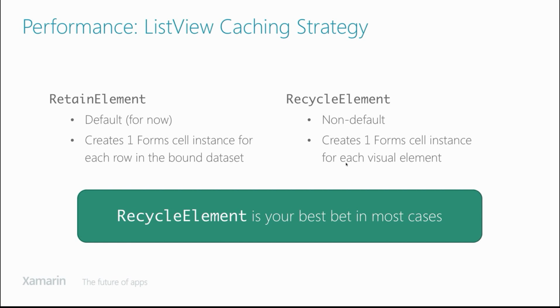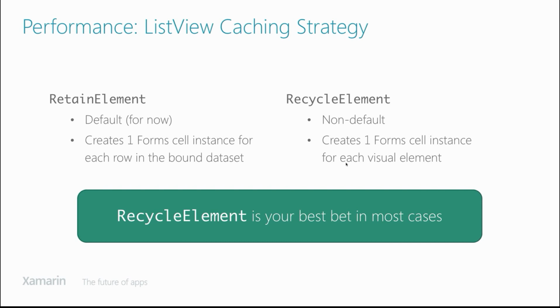It creates one form cell instance for each row in the bound data set. This is a Forms cell instance, not an actual UITableViewCell. It's the Forms representation of that row instance. But Forms is going to create one for each row, so if you have 20,000 rows in your record set, it's going to create 20,000 Forms instances. RecycleElement falls more in line with the typical recycling of the UI cells. It's not the default, and it creates one form cell instance for each visual element that's visible on the screen.